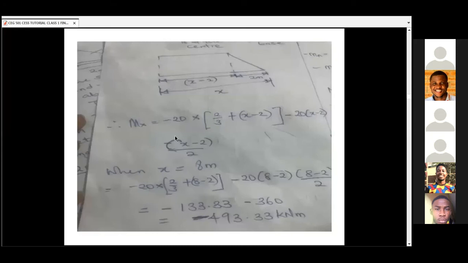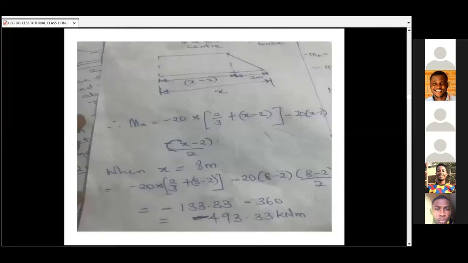Okay, so moving on. Now, the 20 is the total force that is on that structure. For the triangle, it is the force times the distance. The 20 is the force times what? The centroid is 1/3 of the base, which is 2, so that makes it 2/3. Then plus this x minus 2, which was derived as the total length from the B prime that we are considering to D is x. If C to D is 2 meters, B prime to C will become x minus 2.